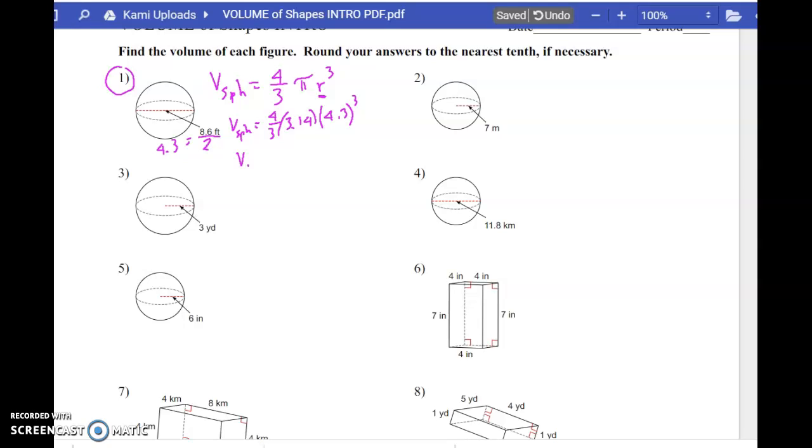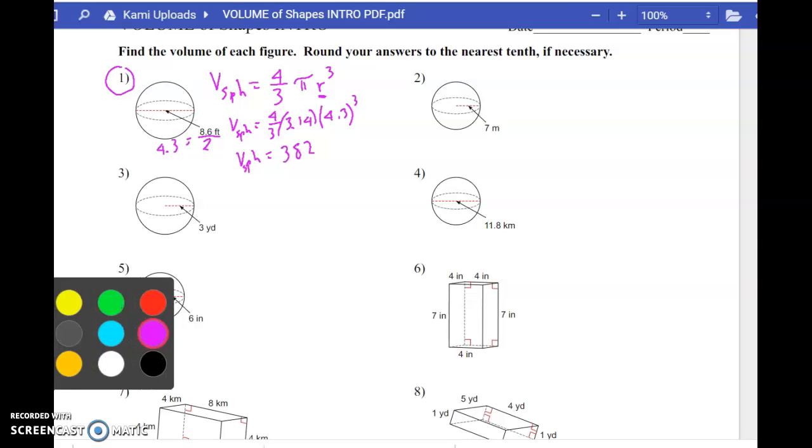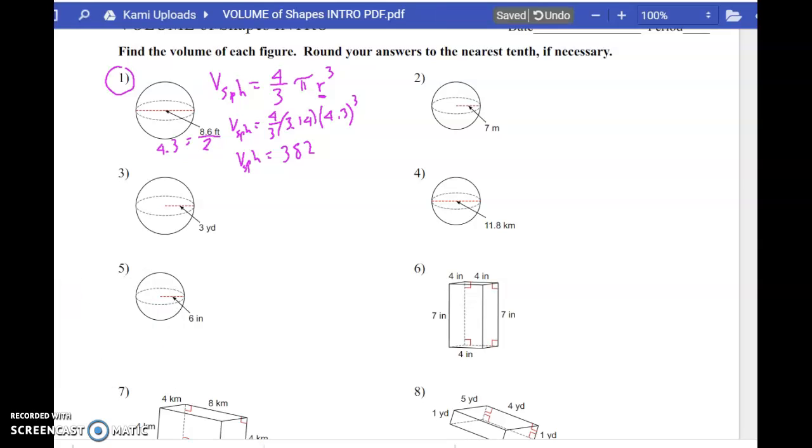If you double check my math on this with a calculator, the volume of the sphere should equal 382, sorry, that should be 332. Let me erase. Can't read my own notes. That should be 332.9. And the units for volume are cubed, feet cubed. So that is our answer.